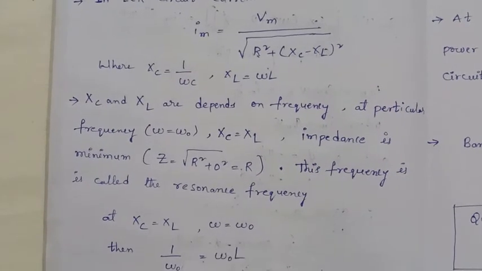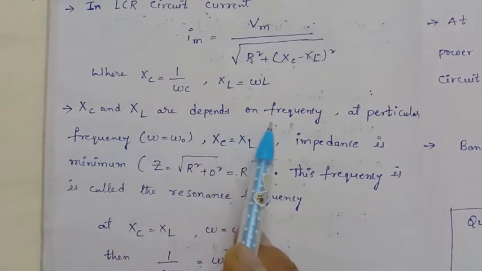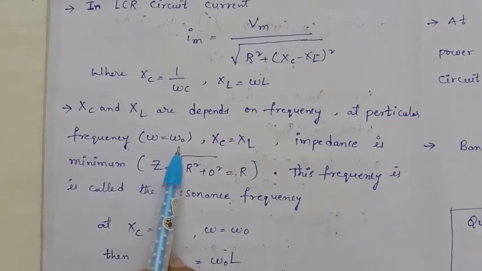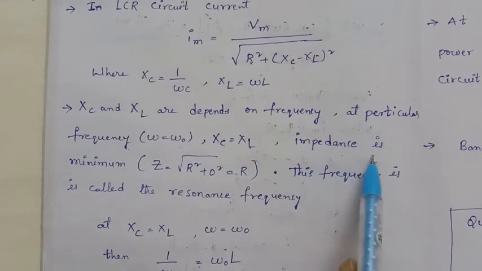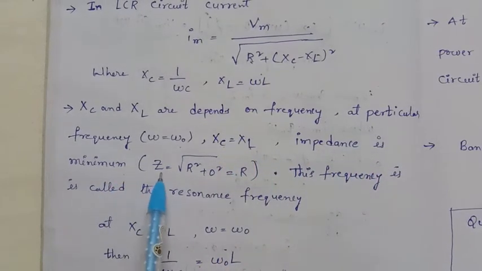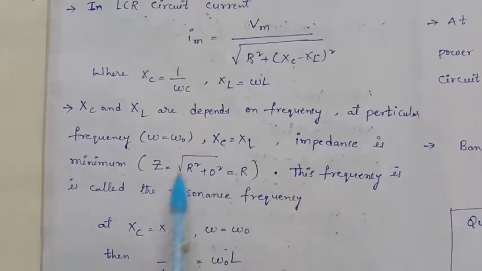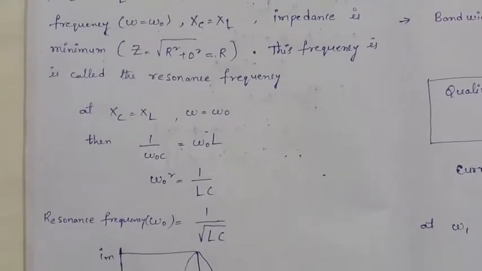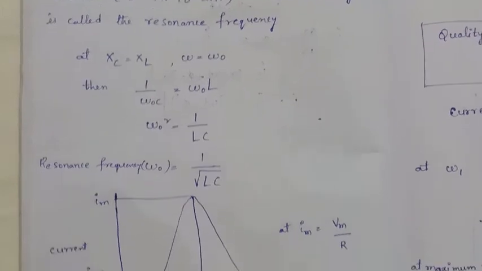All of you observe this. Xc and XL depend on frequency. At a particular frequency, omega is equal to omega naught, Xc equals XL. At that time impedance is minimum, Z equals R, since this term goes to 0. This frequency is called the resonance frequency, and the expression for it is 1 upon the square root of LC.